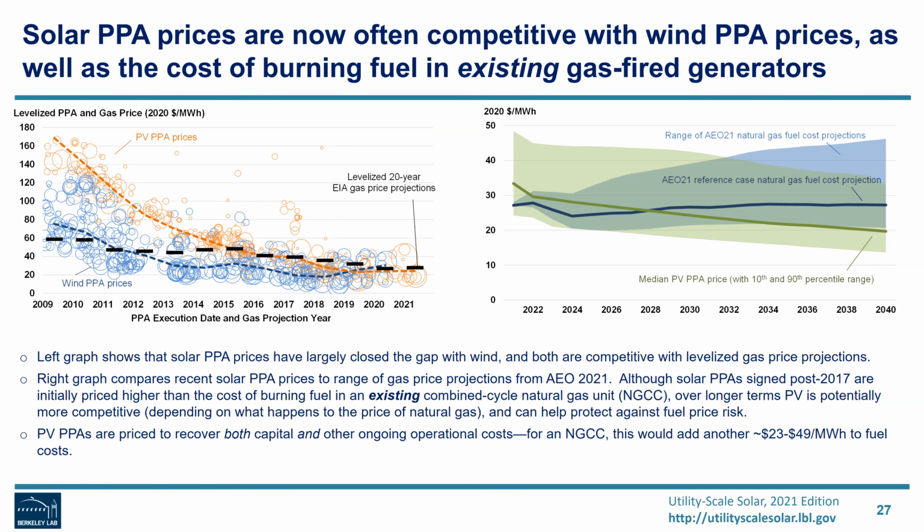It's also important to note that these solar PPA prices are locked in contractually, whereas the fuel price projections are highly uncertain, which is denoted by the widening cone or range around the reference case fuel cost projection. So in that sense, this graph also nicely illustrates the hedge value that solar can provide as a fuel price hedge.